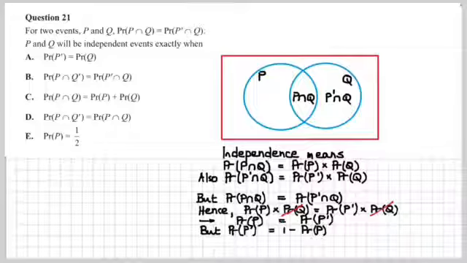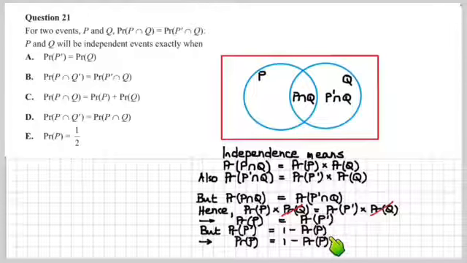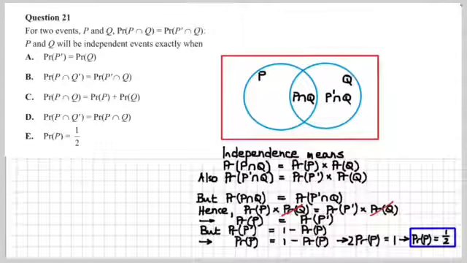And therefore I can then simplify the statement above to say that the probability of P is equal to 1 minus the probability of P, and therefore solve it for the probability of P. You're going to get 2 times the probability of P equals 1, and therefore the probability of P is a half, and that's E. And that does it, guys.